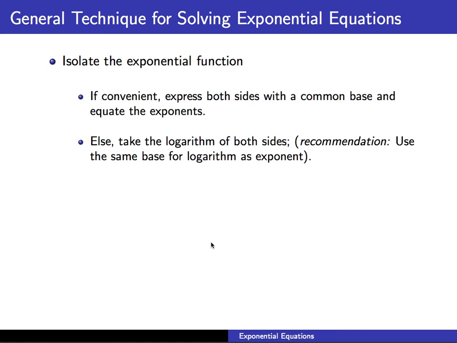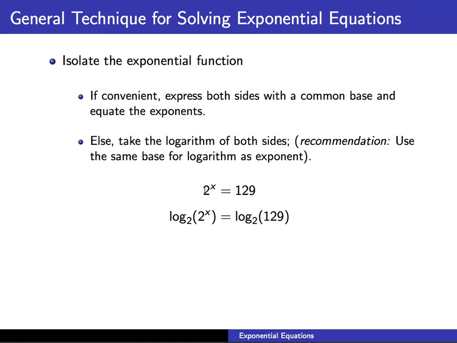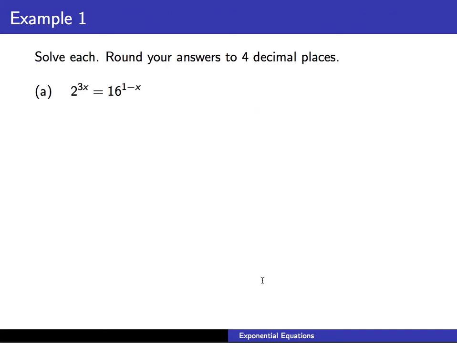And I recommend using the same base for the logarithm as you have as the base for your exponential function. So for instance, 2 to the x equals 129. If we take log base 2 of both sides, because we do have 2 as the base for the exponential function, log base 2 of 2 to the x equals log base 2 of 129. That's our equality property for logarithms. And then log base 2 of 2 to the x power is just x. X is going to be log base 2 of 129, which is slightly more than 7, as I mentioned earlier, about 7.0112.